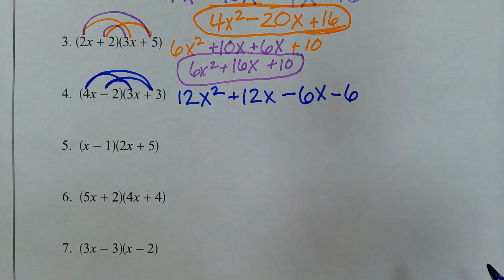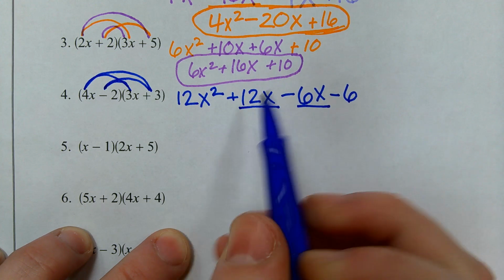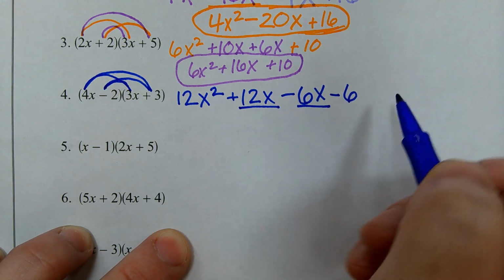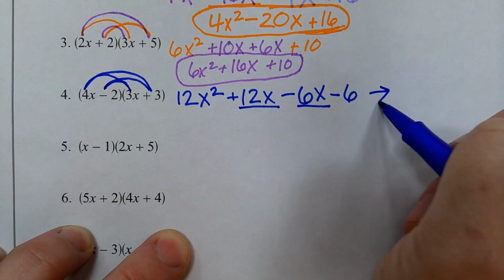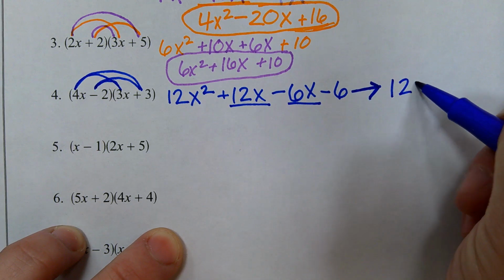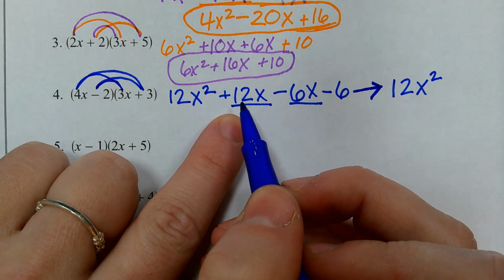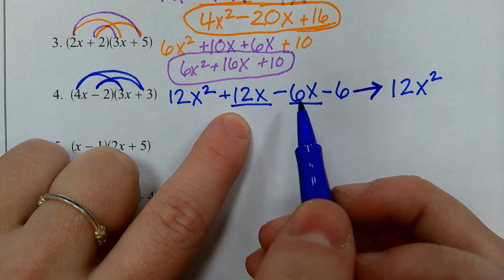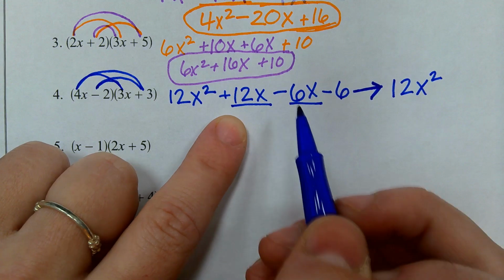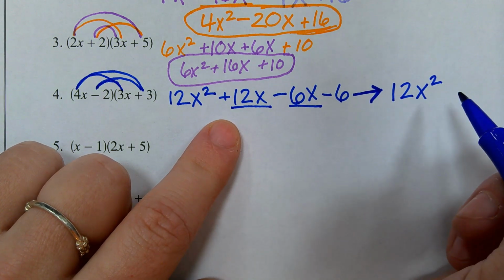Nope. What's our last step here? Yep. Combine our like terms. 12x minus 6x is 6x. So I'm going to rewrite my expression here. 12x squared plus or minus 6x? Plus. So we started with positive 12 and we took away 6. So we still have 6 left. That's a positive number. So we're going to put a plus sign, okay?